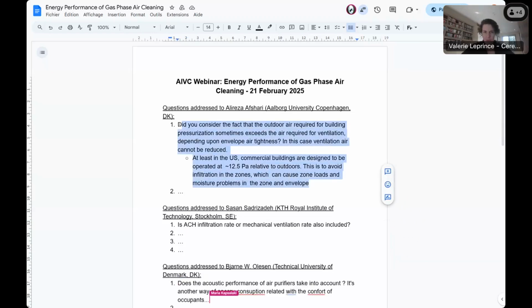So the first question was for Alireza. In US commercial buildings, they do operate the building at overpressure at 12.5 Pascal. So in this case, the ventilation rate cannot be reduced as it's been taken into account.